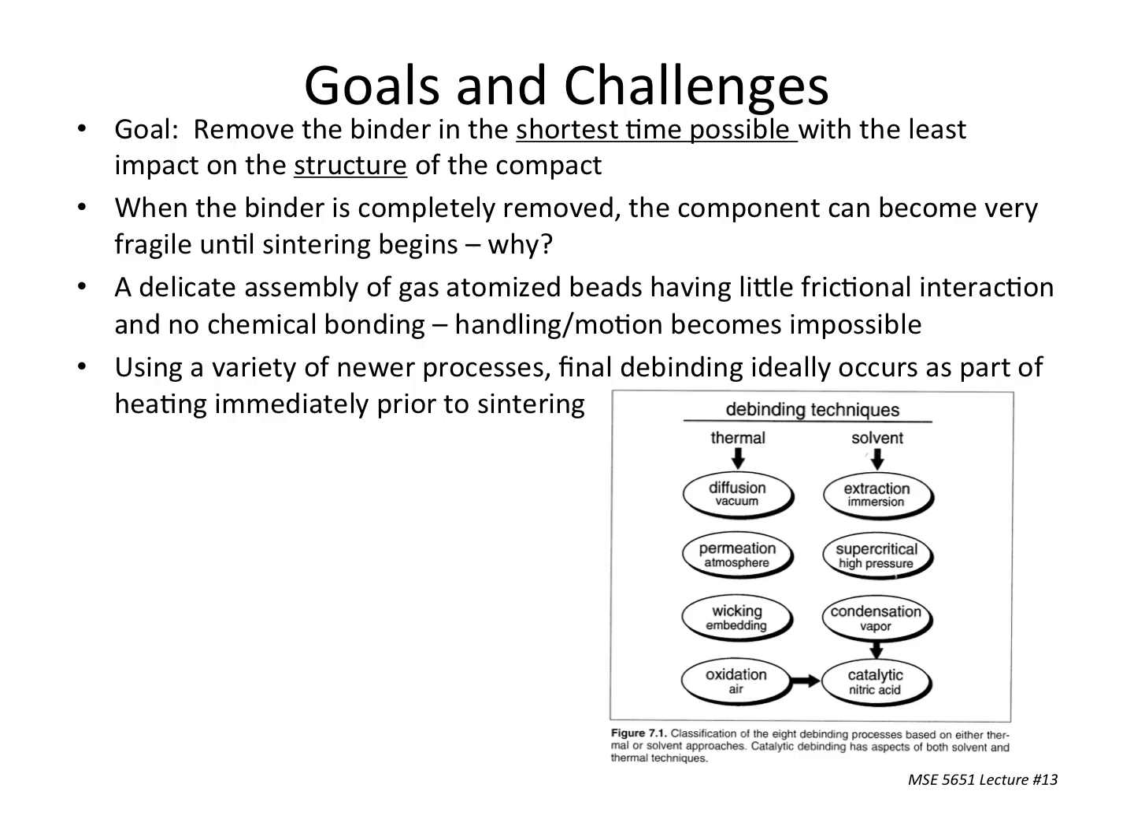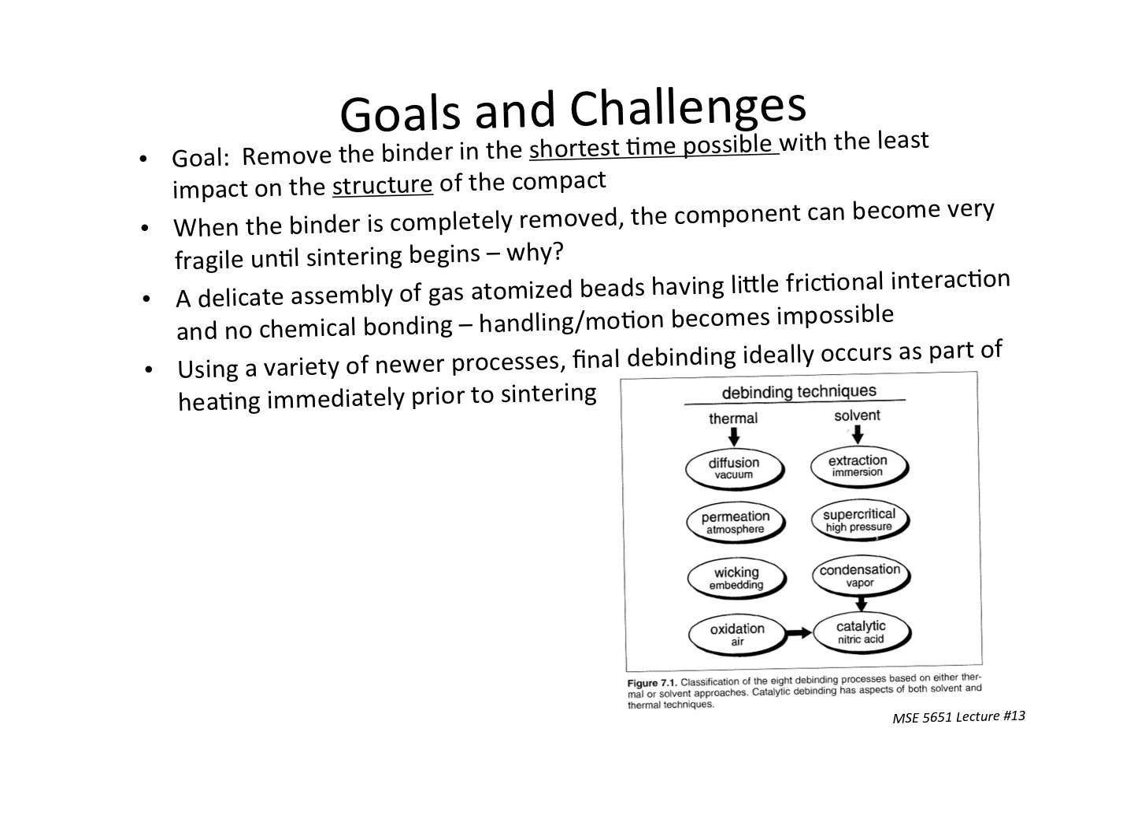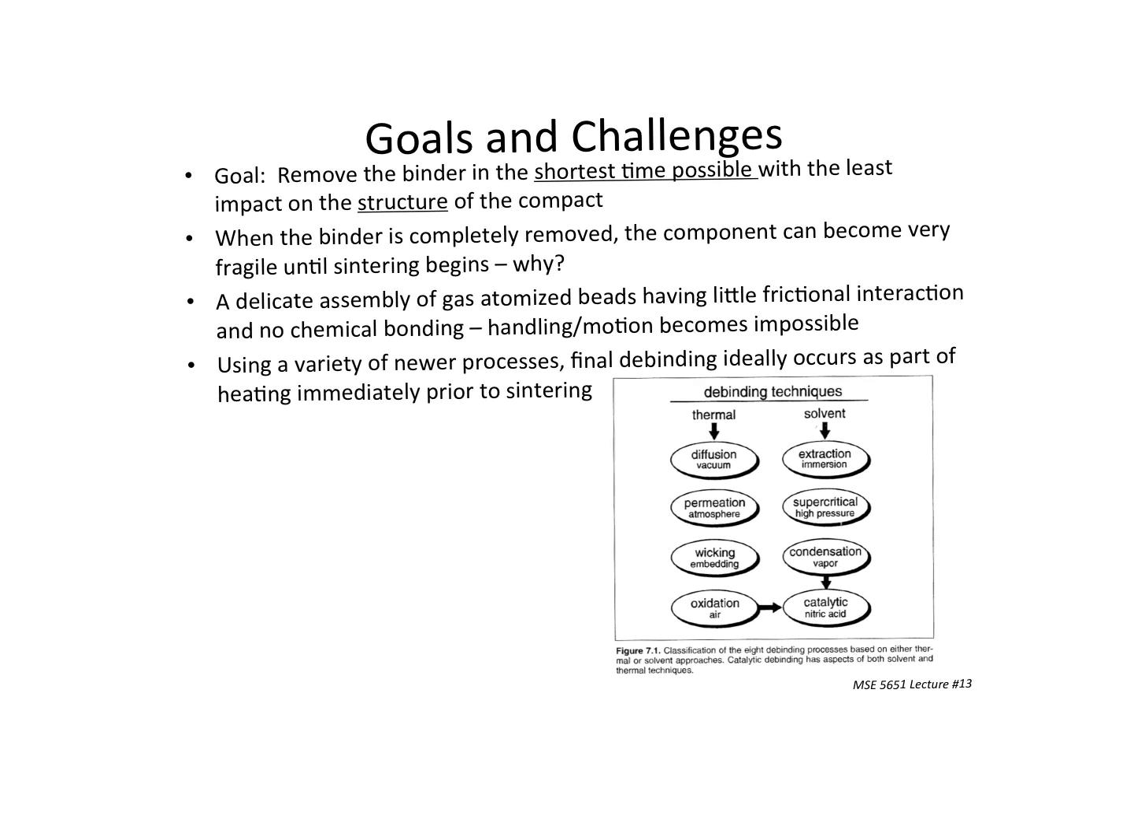All right, so goals and challenges here. We need to remove the binder in the shortest time possible. Again, time is money. And with relatively little impact on the structure of the compact, we'll talk about some of those structural impacts. The component can become very fragile until sintering begins. All right, and so we know why. We just talked about it.